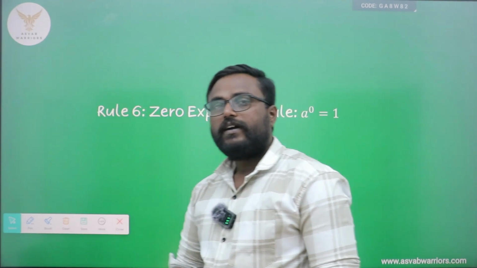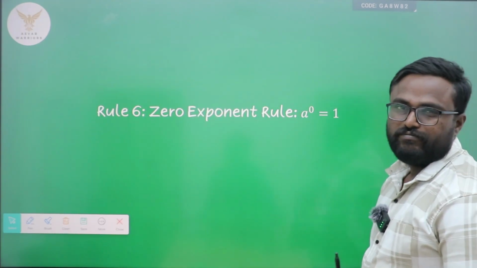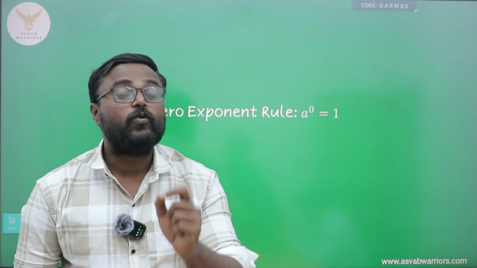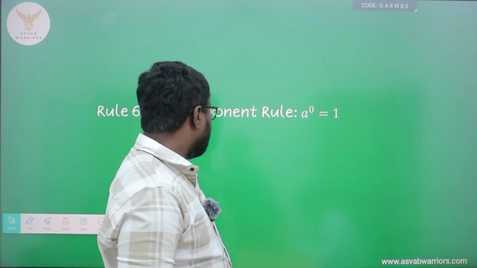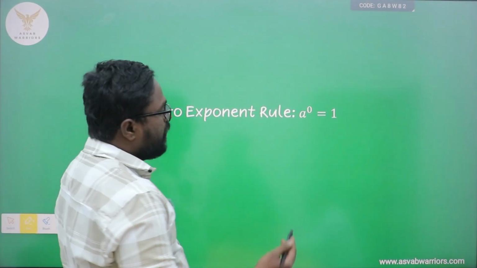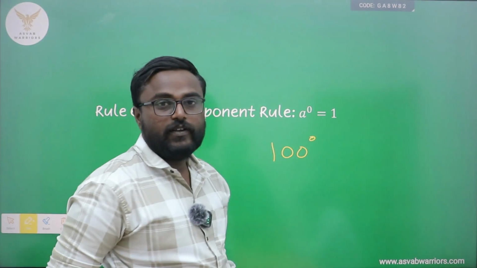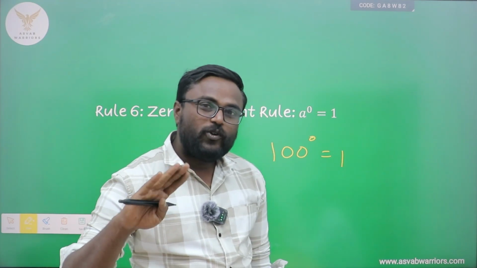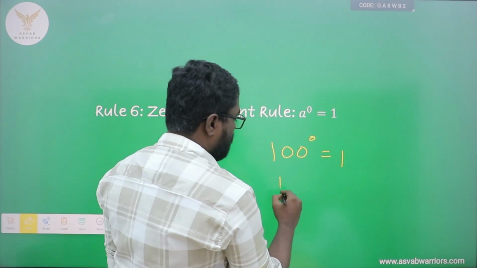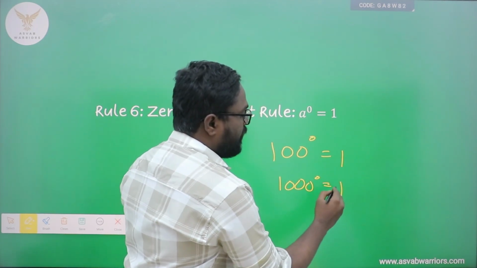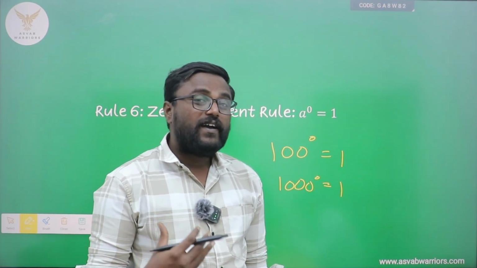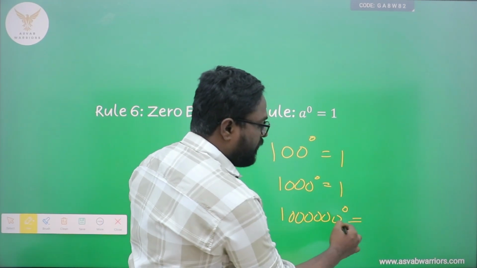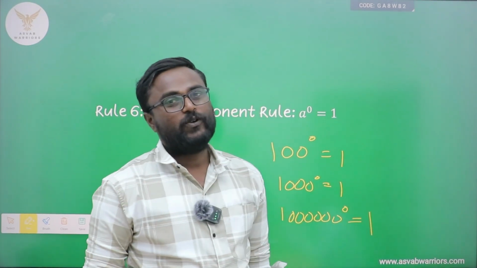The next rule says the zero exponent rule. It is very easy. Just remember, anything to the power 0 is equal to 1. Suppose someone says I am going to give you $100 to the power 0, that means you're just going to get $1. If I say $1,000 to the power 0, it is again $1 only. If I say $1 million to the power 0, it's equal to 1 only.